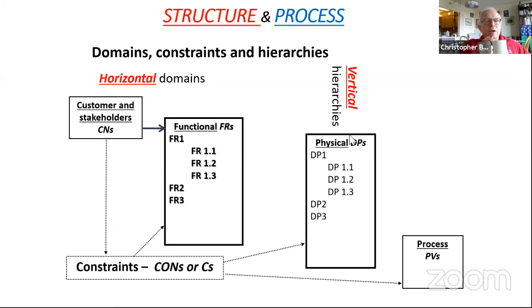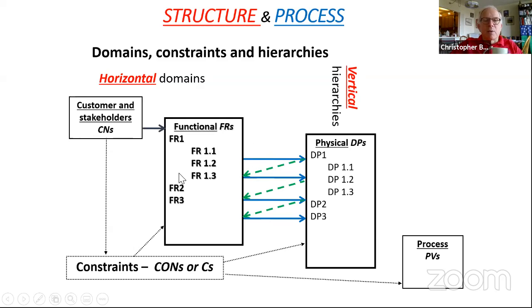All right, so here's another look at this. So we start with customer and stakeholders, the customer needs. And then we develop from that the functional requirements. I'm missing an arrow. There we go. And then we have the zigzagging decomposition between the functional requirements and the DPs.